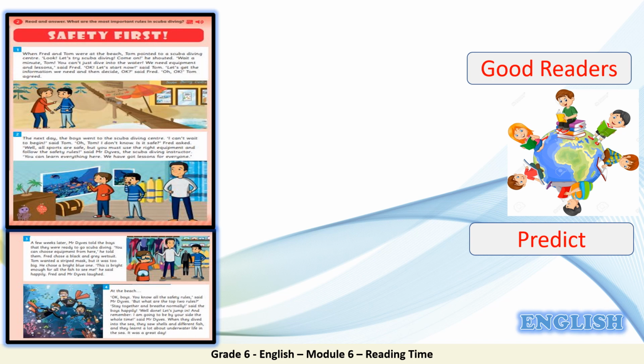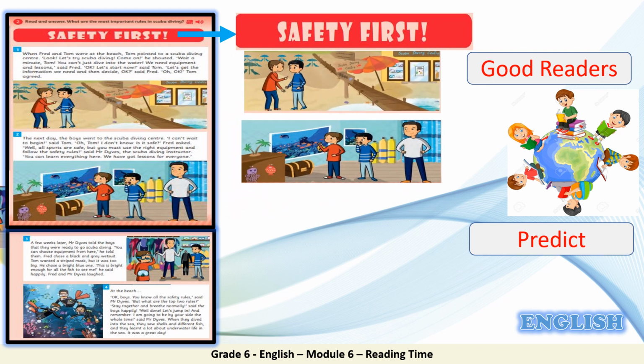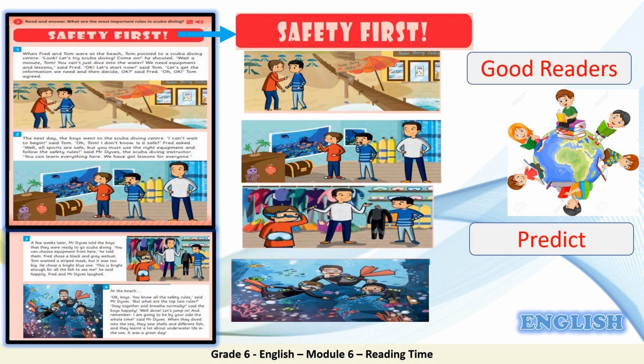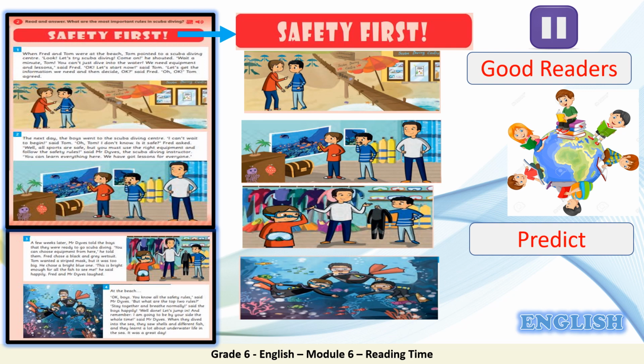What helps me to find the main idea or to find what the text is about before we read? Good. The first thing is the title, Safety First. What else can help me? Great. The pictures. The pictures can help you to tell the story in simple sentences. So, our tip today, before you read, try to predict what the text is about with the help of the title and the pictures. Now, it's your turn. Pause the video, read the title, look at the pictures, and try to tell the story in simple sentences.